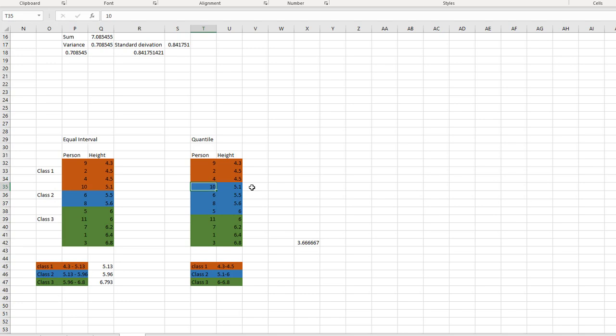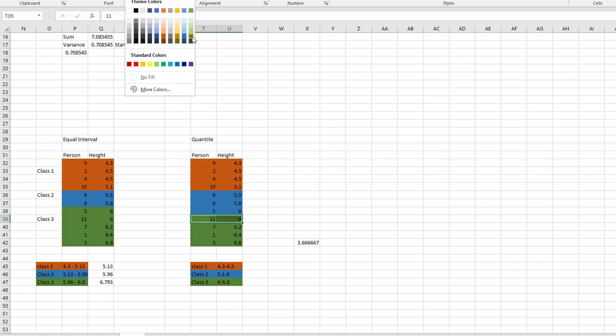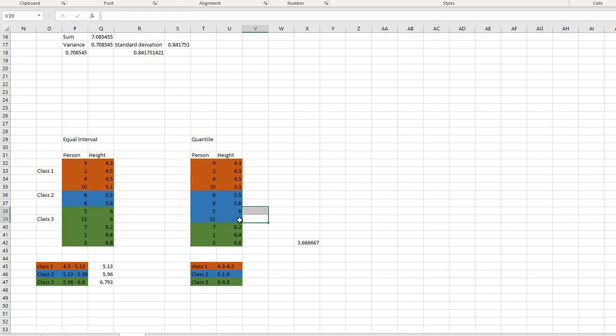What I would probably do in this case, I actually just caught this, is change this. I would make this into class 1, and then I would make this into class 2. The reason I did that is because we don't want to separate these 2 6s into different classes. You can see that we still have roughly the same number of observations: 4, 4, and 3. And then this would be 6.2 to 6.8, this would be 5.1, and then this would be 5.5.